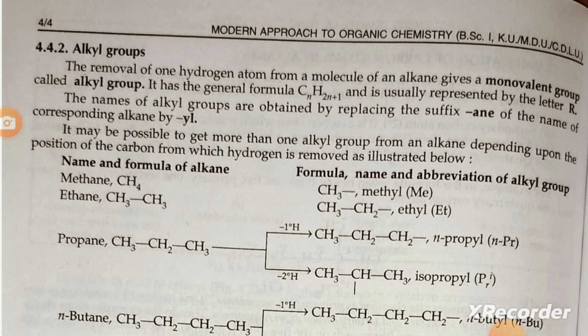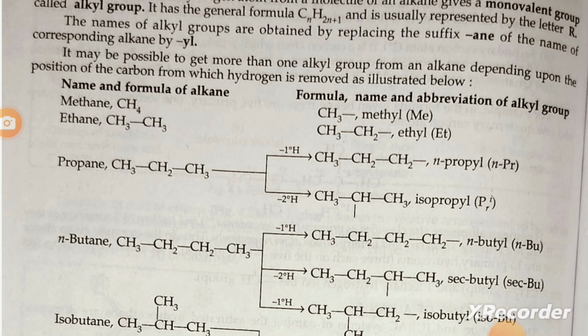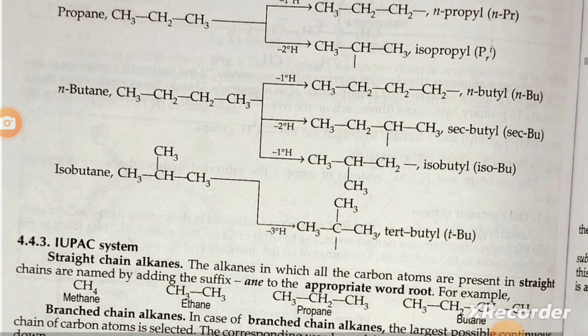And butane, CH3CH2CH2CH3: if a 1 degree hydrogen is replaced, then it is called n-butyl. If a 2 degree hydrogen is replaced, then it is called secondary butyl. In isobutane, CH3CH(CH3)CH3, if a 1 degree hydrogen is replaced, then it is called isobutyl, and if a 3 degree hydrogen is replaced, then it is called tertiary butyl.